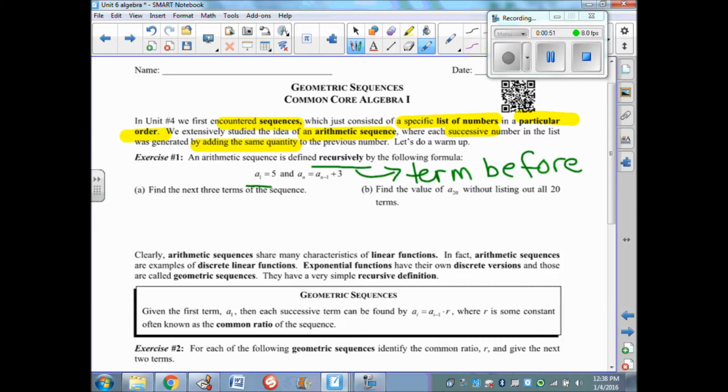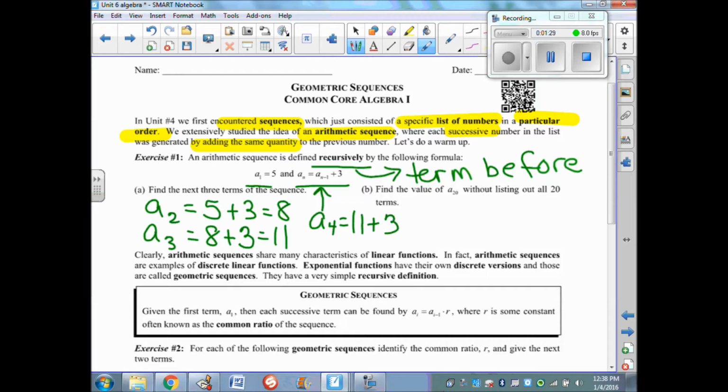So we've got a sub 1, and here's our rule. Our rule says to get the next term in line, we take the term before, that's a sub n minus 1, and then we add 3 to each successive term. It says find the next 3 terms. So a sub 2 would take the term before and add 3, which is 8. A sub 3 takes the term before, which is 8, and adds 3 and gets 11. And then a sub 4 takes the term before and adds 3, and we get 14.